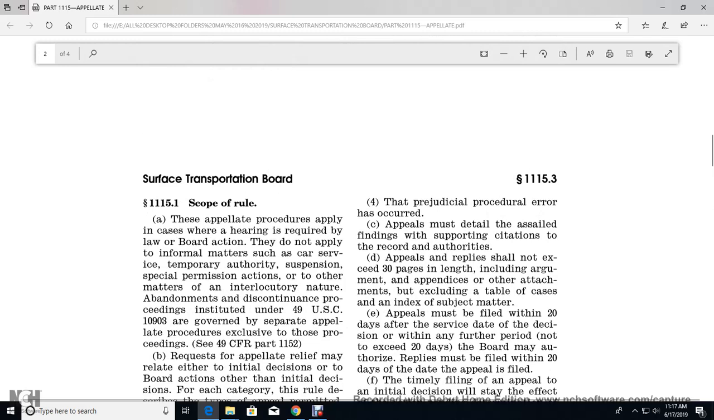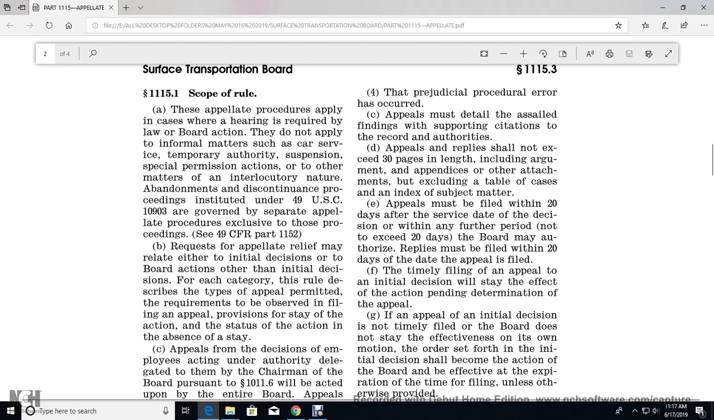The appeal must be detailed, with supporting citations to the record and authorities. Appeals and replies should not exceed 30 pages in length, including arguments, and not including attachments, and must include a table of cases and an index of subject matter. The appeal must be filed within 20 days of the service of the decision, with any further period not to exceed 20 days as the board may authorize, and replies must be filed within 20 days of the date the appeal is filed.